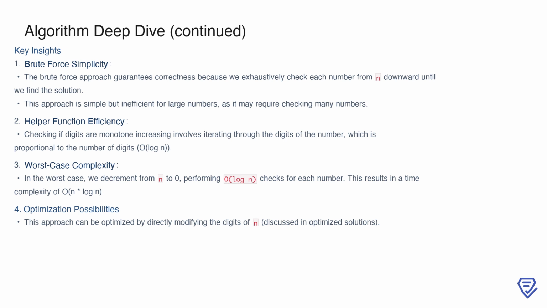However, in the worst case, the algorithm may need to decrement all the way from n to 0, performing these checks for each number. This results in an overall time complexity of O(n * log n). While this is not ideal for large numbers, it highlights the importance of exploring optimization techniques. For instance, rather than decrementing one by one, we might modify the digits of n directly to make them monotone increasing, which we will explore in optimized solutions.